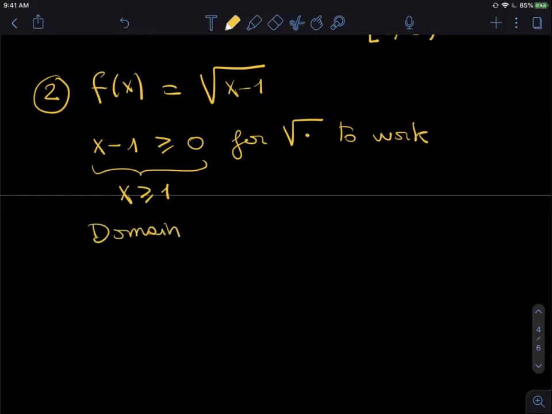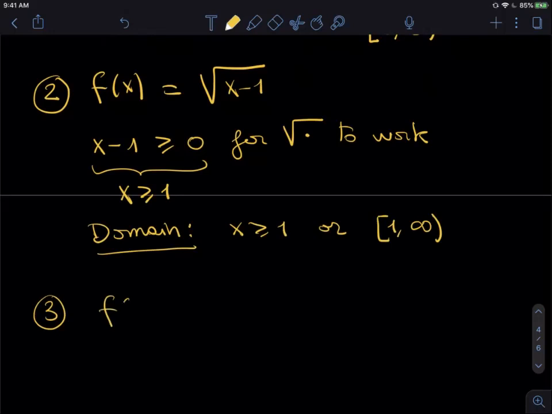So the domain is x bigger or equal than 1, or the interval from 1 to infinity. And infinity, it's always an open bracket. Infinity is not a number, okay? It's a concept. Let's do one last example.